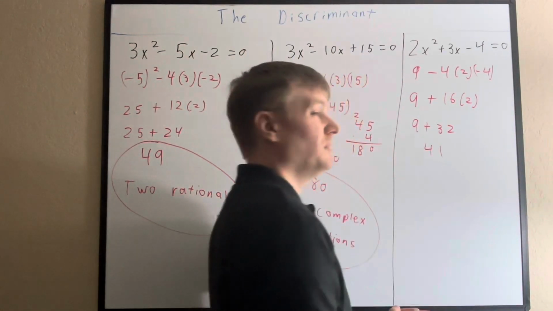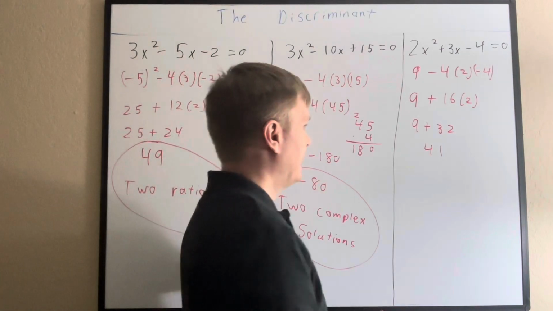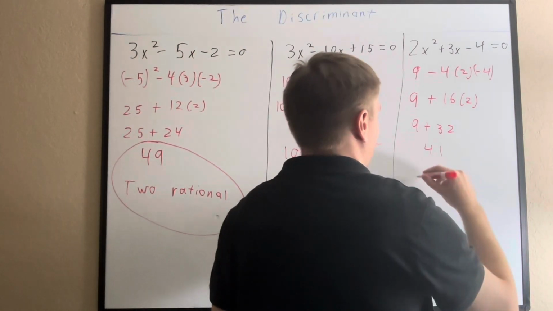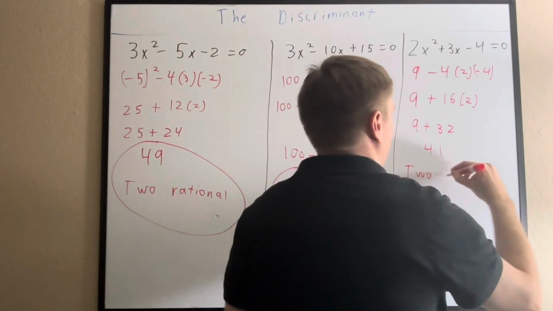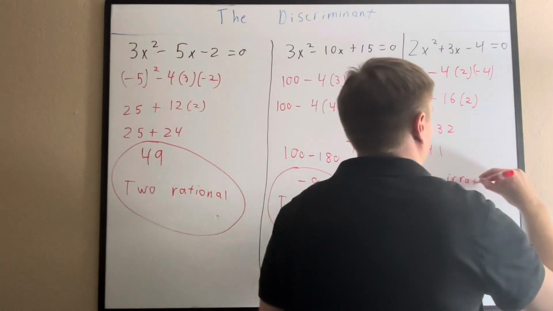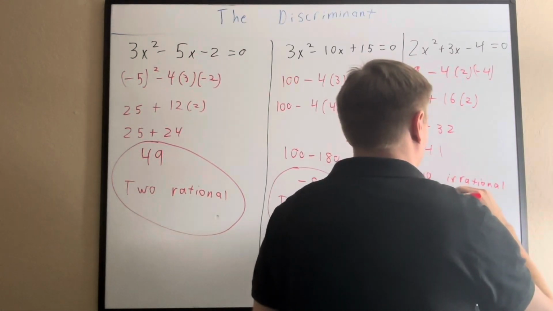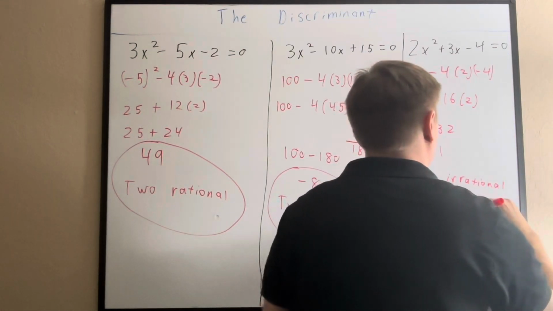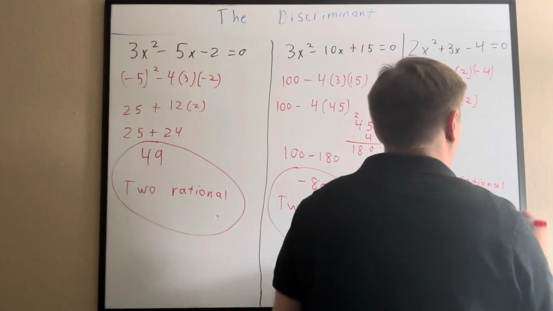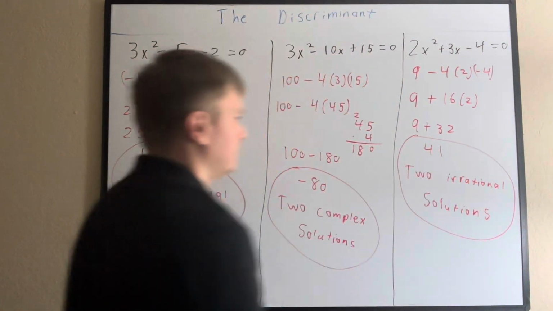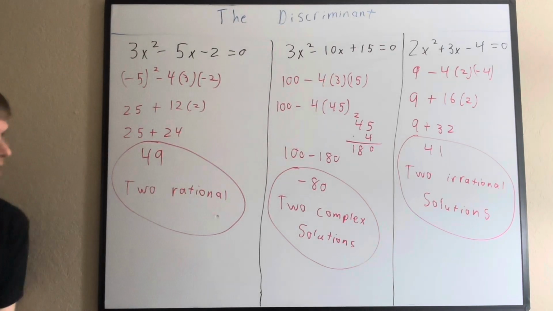Is 41 a perfect square? No. So we get 2 irrational solutions, because when you take the square root of 41, you're going to get an irrational number. And that's all they're asking you to do.